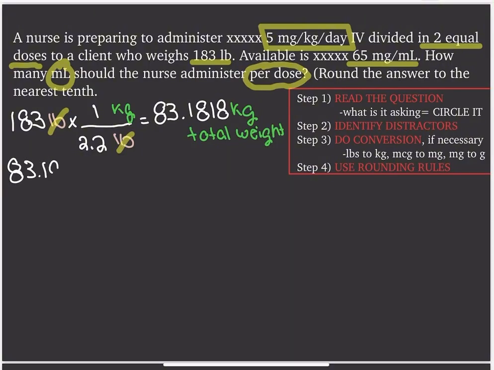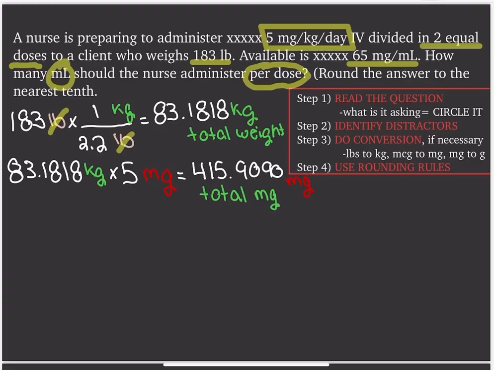We're going to multiply 83.1818 kilograms by 5 milligrams, because there's 5 milligrams per 1 kilogram of weight. And that gives us 415.9090 milligrams. And that represents the total amount of milligrams for the total weight of the patient.